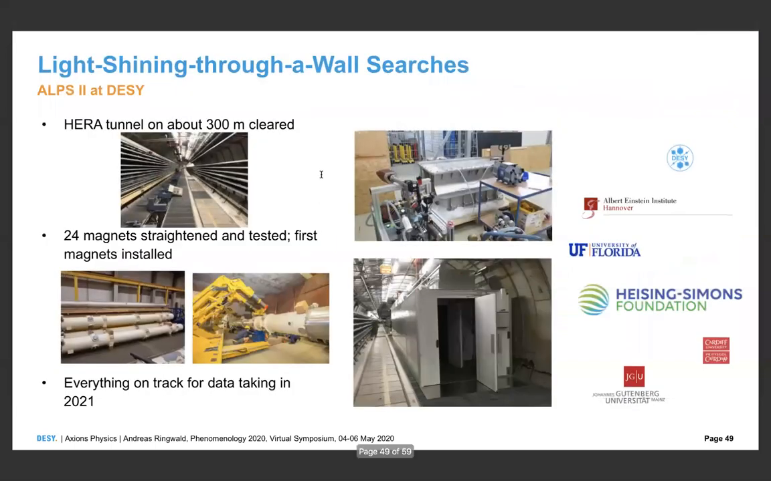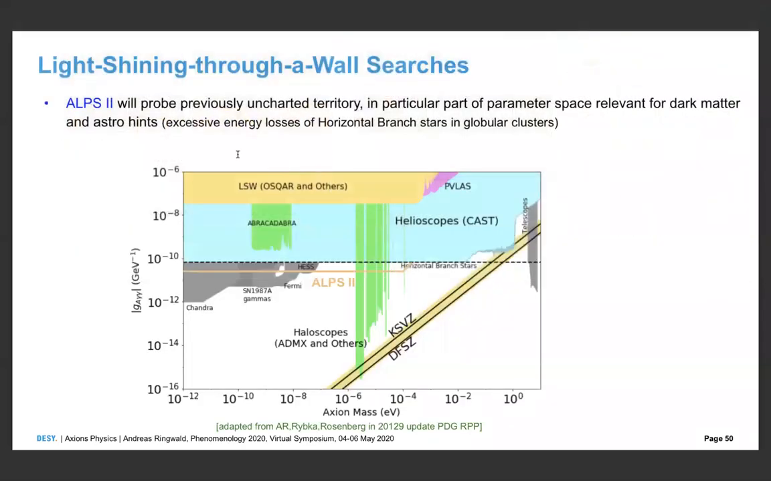So for this experiment, the HERA tunnel is already cleared by 300 meters. 24 magnets are straightened and tested, and magnets are installed, and everything is on track for data taking in 2021 with ALPS-2. And ALPS-2 will be the first purely laboratory experiment which exceeds the helioscope's bounds and also the bounds from energy loss considerations of horizontal branch stars by nearly an order of magnitude.